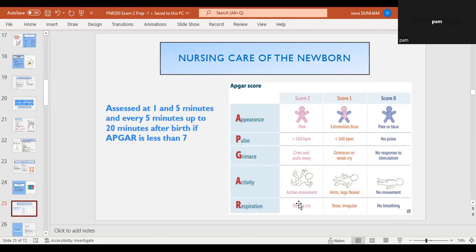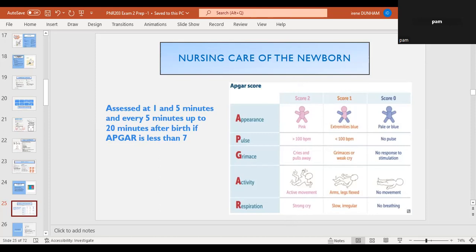Now, this pink baby here, who scores in the 2s, doesn't need much. Just maybe blow-by oxygen, and make sure you get him dry. We're always concerned about thermoregulation. So make sure that he doesn't lose too much heat through what? Evaporation. So you want to dry him off.